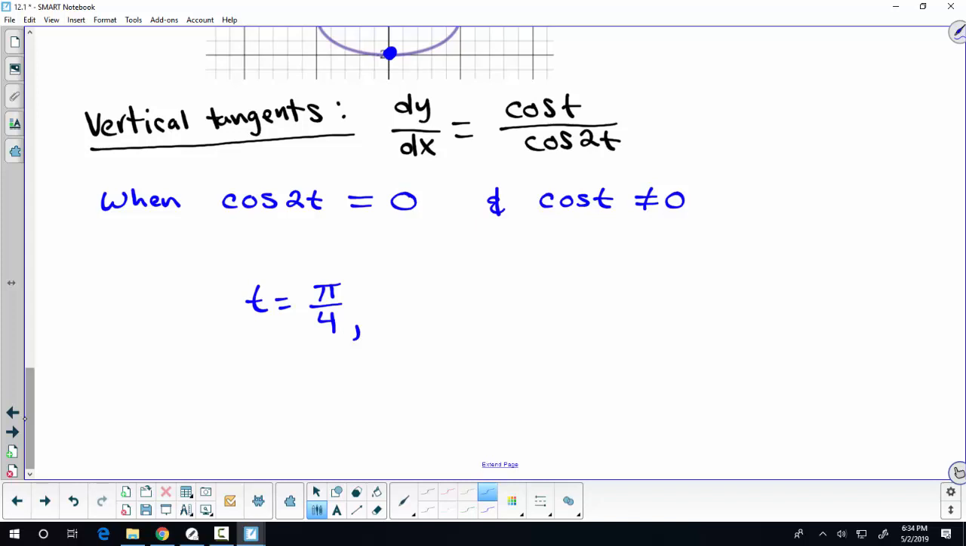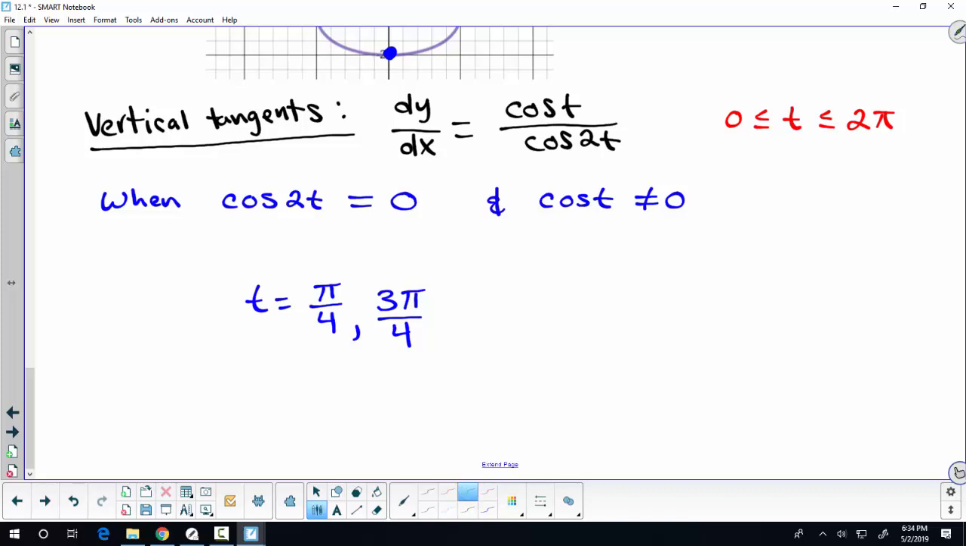What else? Remember, this thing goes from 0 to pi over 2 as the domain. Yeah, 3 pi over 4. What else? Do you want to make sure these t values are in our domain?